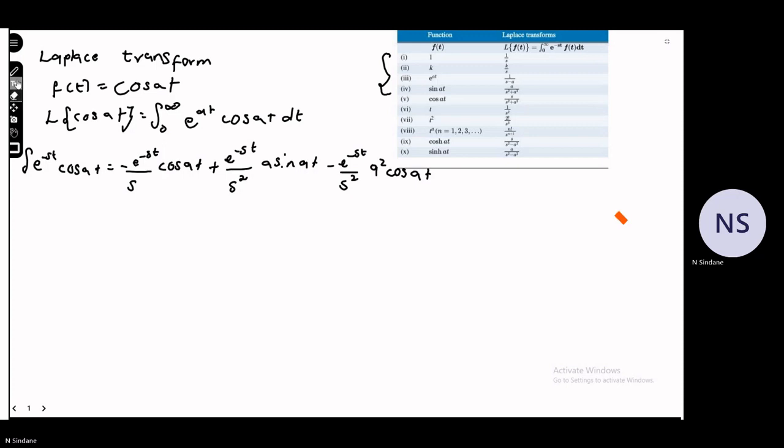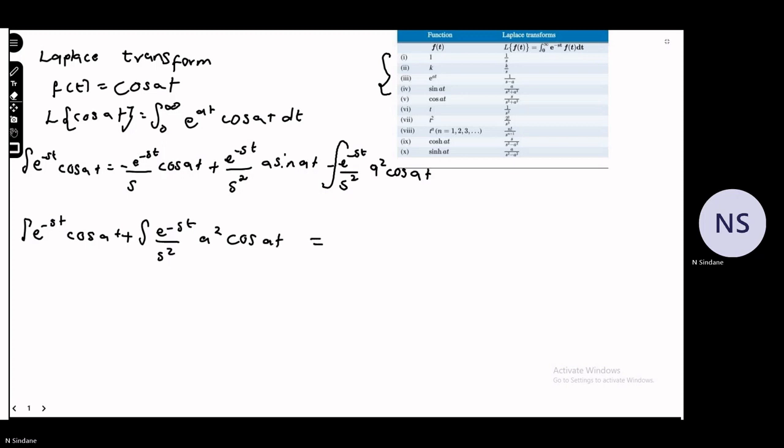Okay, now this will be the integral. Taking this to the other side, I'm going to have the integral of e to the power minus st cos of at plus the integral of e to the power minus st over s squared a squared cos of at.